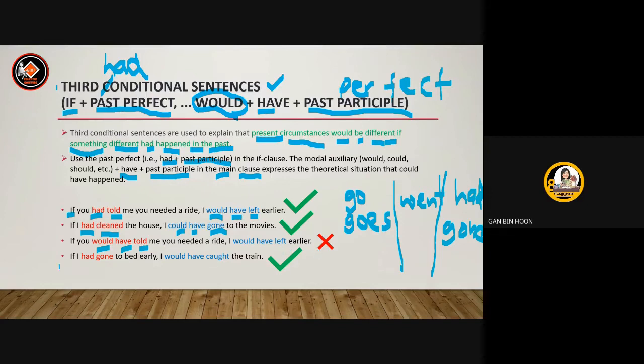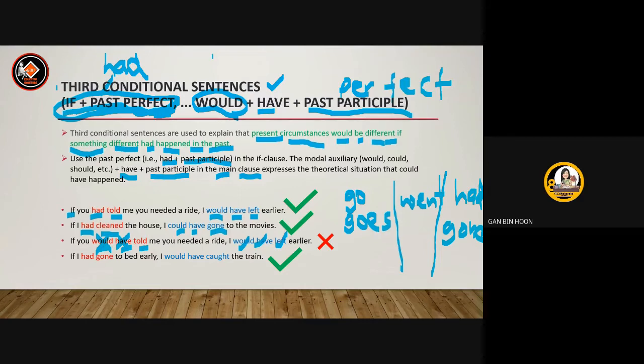Wrong. Tak boleh because ayat yang pertama kena guna past perfect. So, ini salah. So, ini answer will be, if you had told me you needed a ride, ini betul. I would have left earlier. This is correct. No would. Huh? No would. There's no would here. You look at the sentence here. Can you see the sentence? If is plus past perfect. Can you see that? Bila ada if, dia kena guna past perfect. So, this is not past perfect.